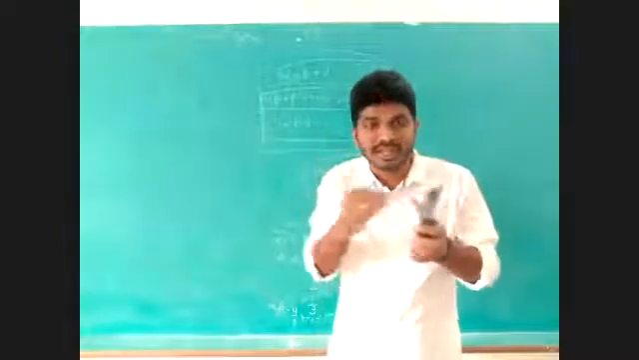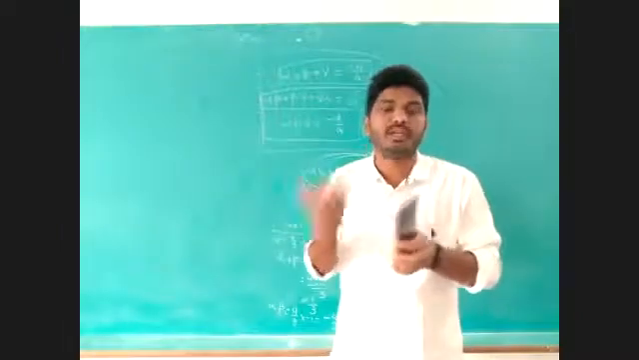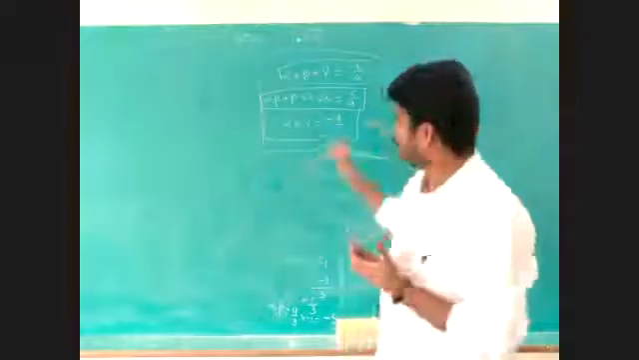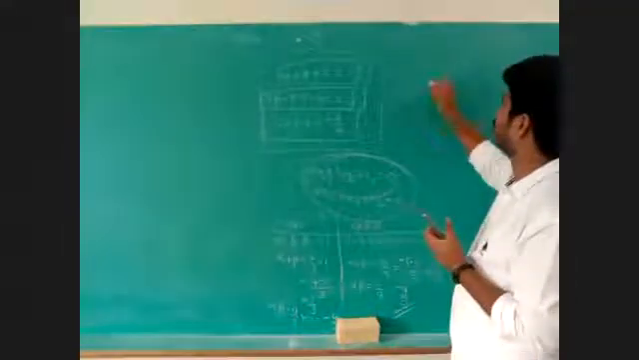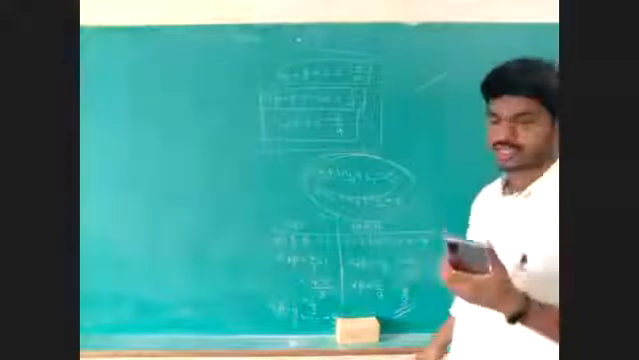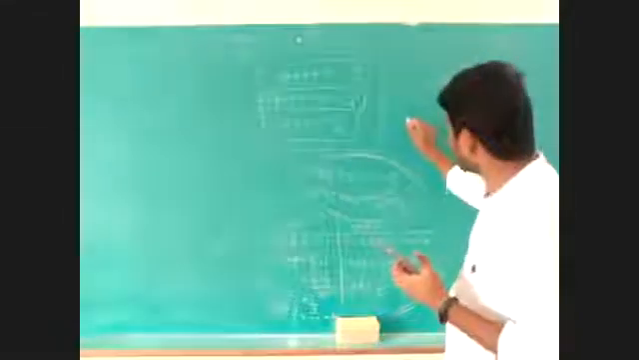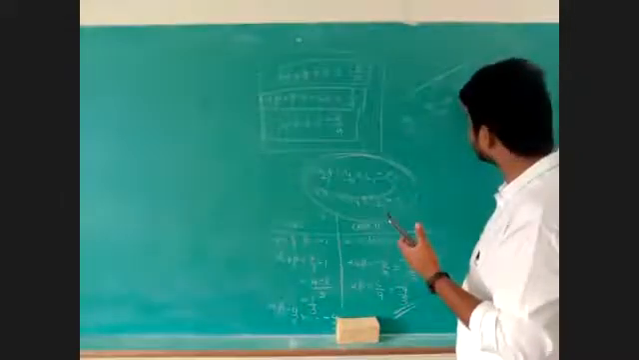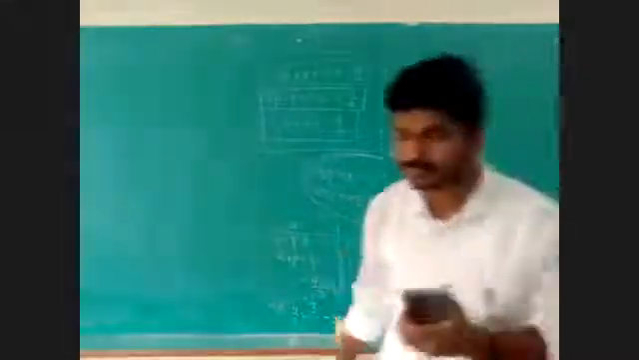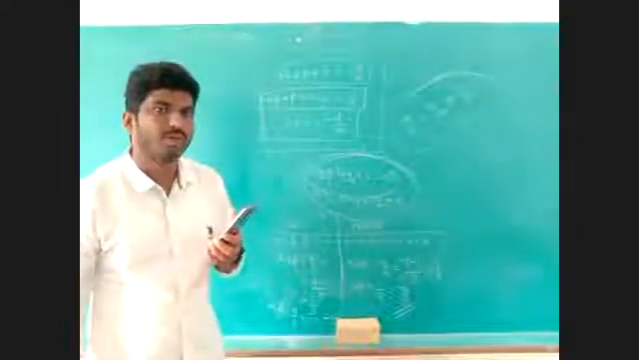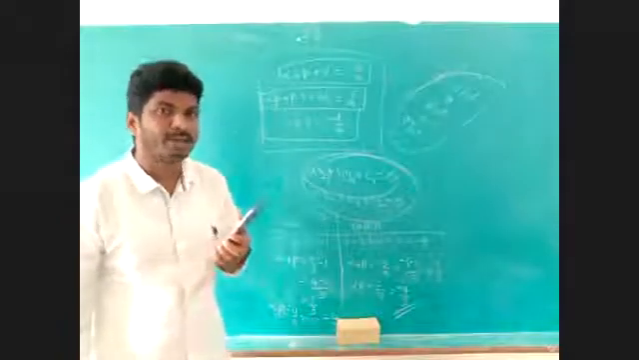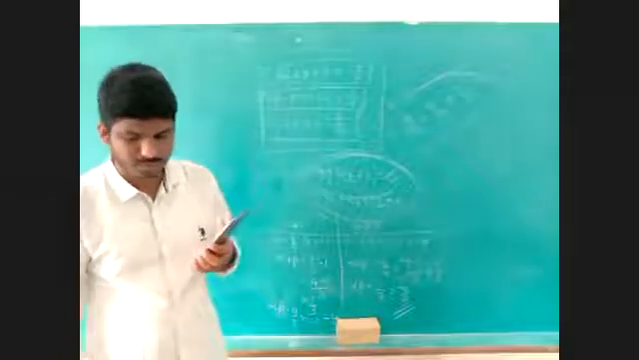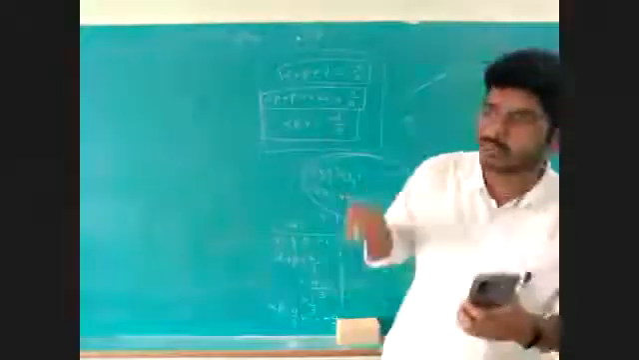If it is coincident, how many solutions do you get? Infinite solutions. The two straight lines coincide. If a1 by a2 equal to b1 by b2 is not equal to c1 by c2, the two lines are parallel. Parallel means no solution. If a1 by a2 is not equal to b1 by b2, then the lines intersect.